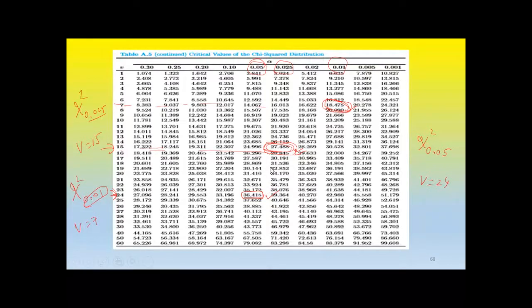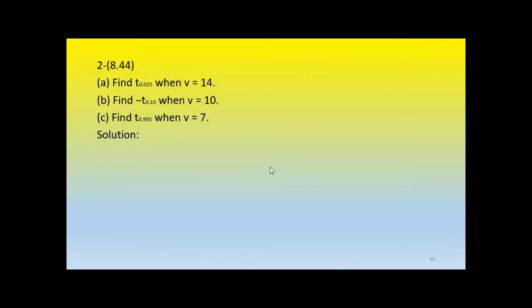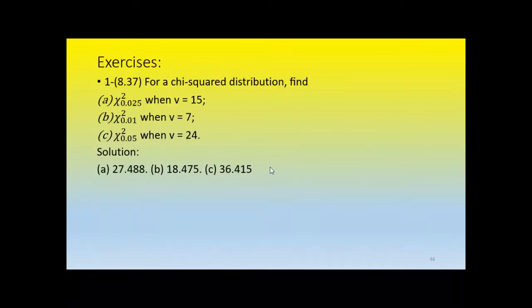That's the end of the chi-square distribution. We have only one problem to discuss. All the answers are here. Now, in a similar way you should work with the T distribution. We will solve the T distribution problem in the next class. Thank you very much.